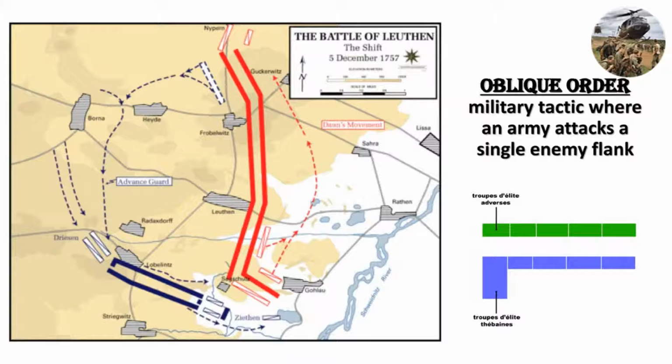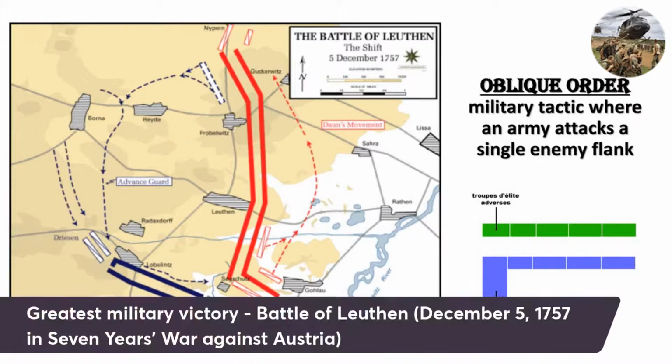And this was a very famous battle that took place. The Battle of Leuthen was really his greatest military victory, where he defeated an Austrian force that was twice the size of his, 2-to-1 odds. And so that's the one thing about an oblique order attack. You could really defeat an army with a smaller force if you can quickly move and attack their flank.